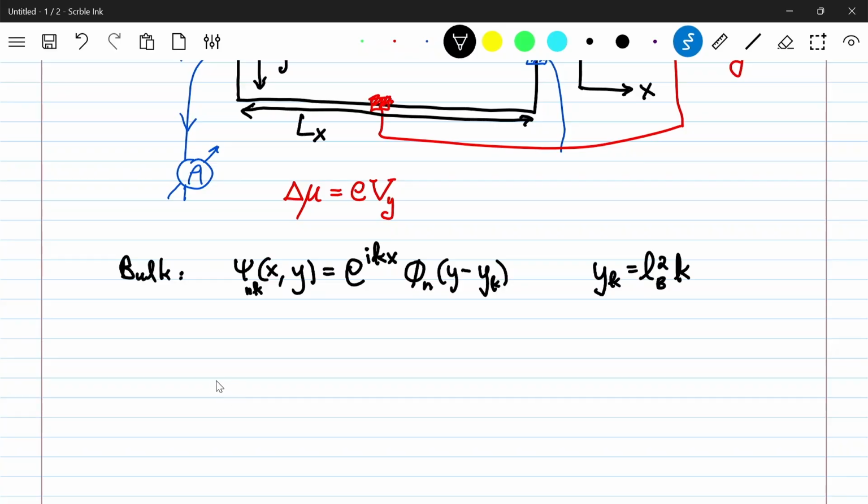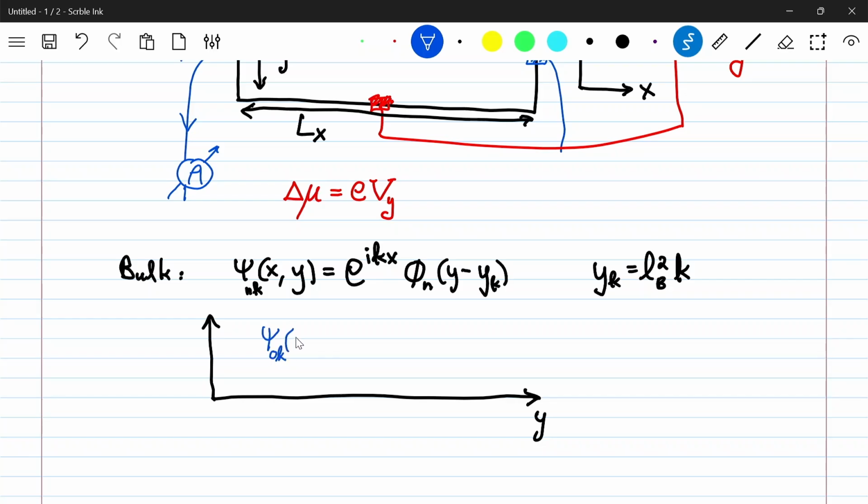If I'm plotting here the y-axis, in the bulk, let me now look at the state psi 0. So this is just a Gaussian wave function in the y direction. And it looks like this.